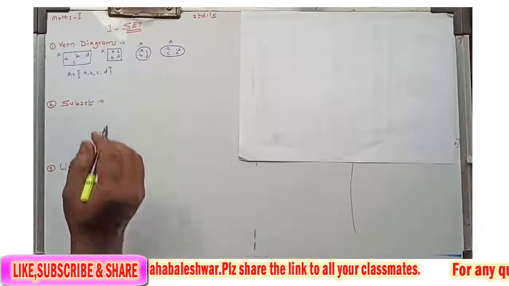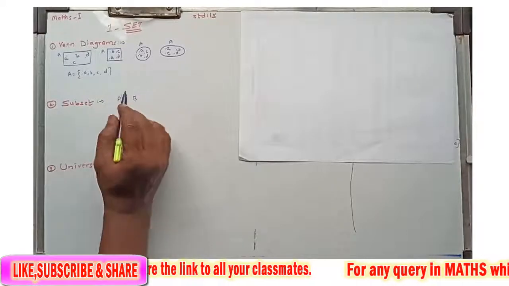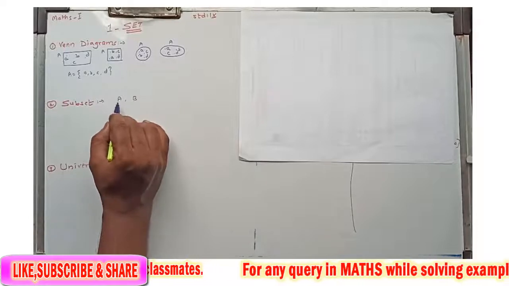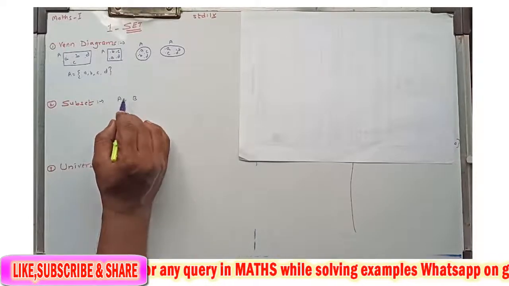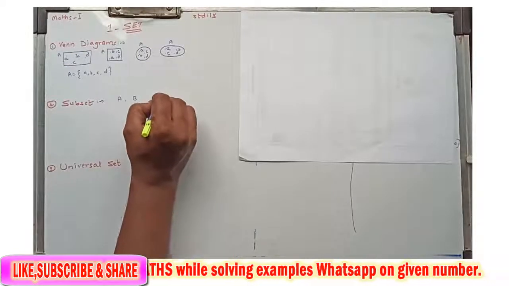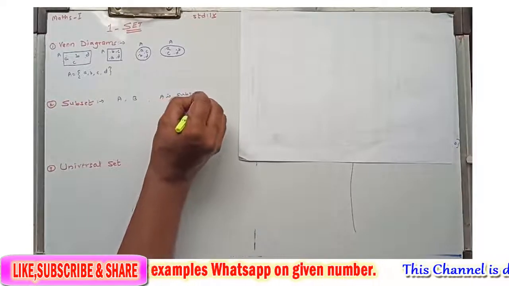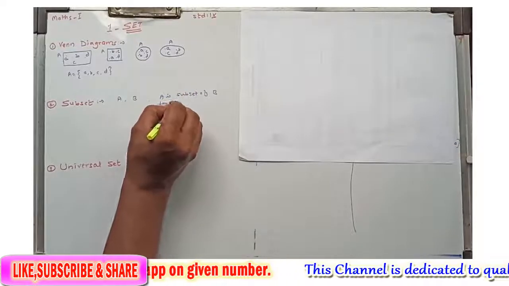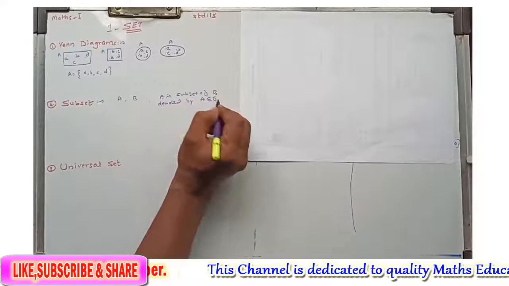Now the next definition is subset. Consider two sets A and B. If every element of set A is present in the set B, then we say that A is a subset of B, denoted by A ⊆ B.